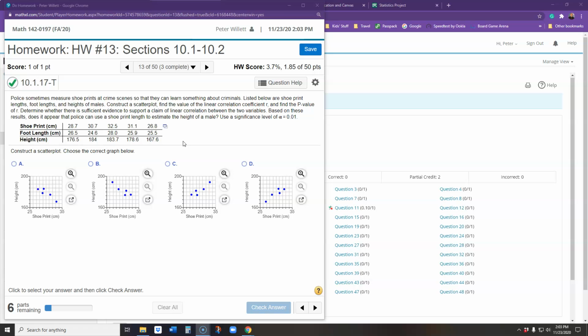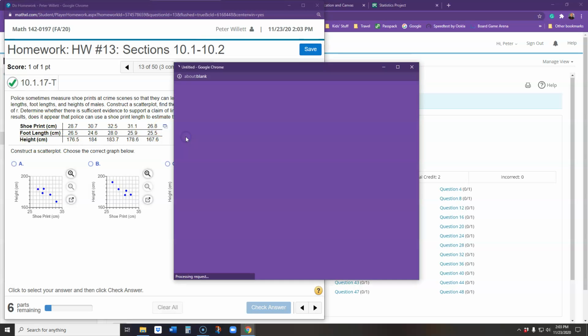Okay, so having read the problem, we're supposed to do this to a significance level of alpha equaling 1%. For the first part, it says construct a scatter plot and choose the correct one of these below. So we'll want to do that in StatCrunch, and we'll want to use the 5 data pairs of shoe and height values here. So I'm going to open these data values in StatCrunch.